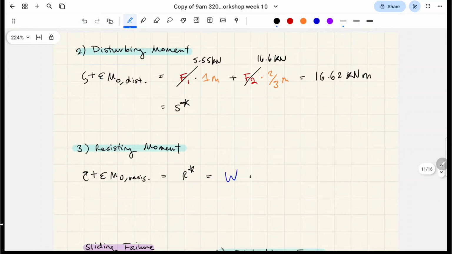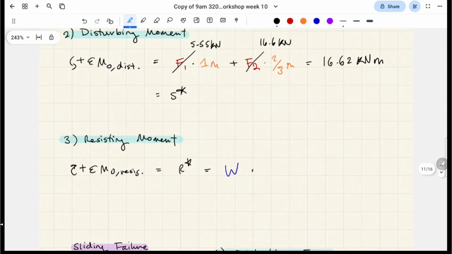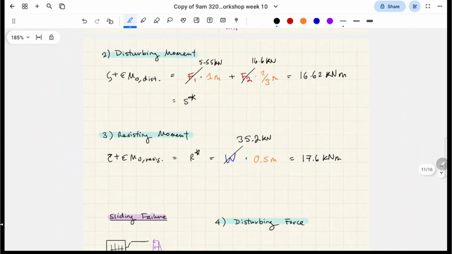And then we multiply that by our lever arm, which was 0.5. Get it? That's 35.2. That gives us 17.6 kilonewton meters, okay?